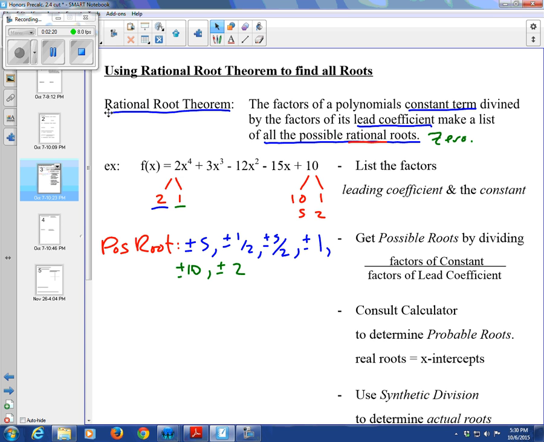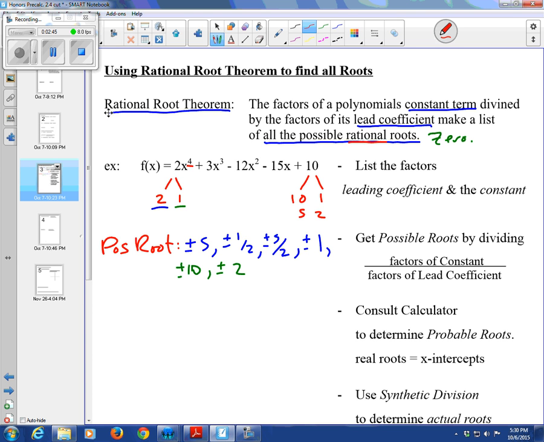Now, it may be that all 4 of the zeros for our 4th degree polynomial are in this list. It may be that some of the zeros, but not all of them, are in this list, or maybe that none of the zeros are in this list if we don't have any rational roots to this polynomial.